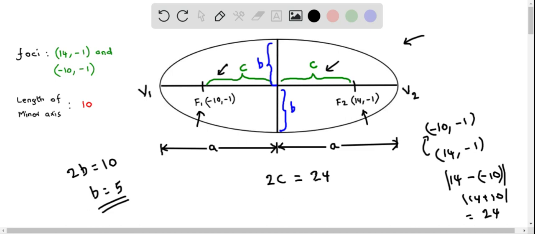That is, 2c equals 24, and this means we can determine c by dividing both sides by 2, which gives 24 divided by 2 is 12. So we have determined that c equals 12.